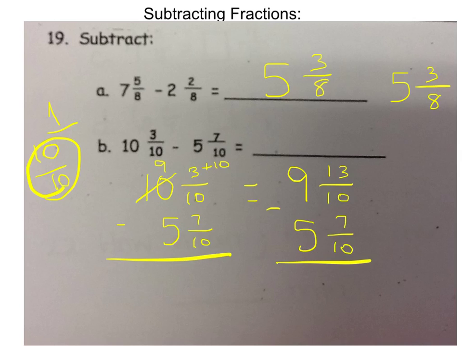Now the subtraction problem looks a lot more familiar and it's very doable. 13, and I'm going to put everything over 10, 13 minus 7 is 6, and 9 minus 5 is 4. I notice that this is not in simplest form. I can divide each side by 2. So in simplest form, my answer would be 4 and 3/5.